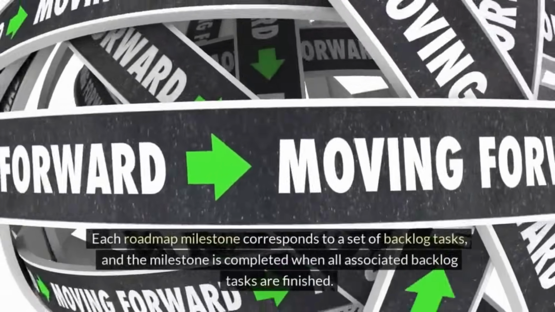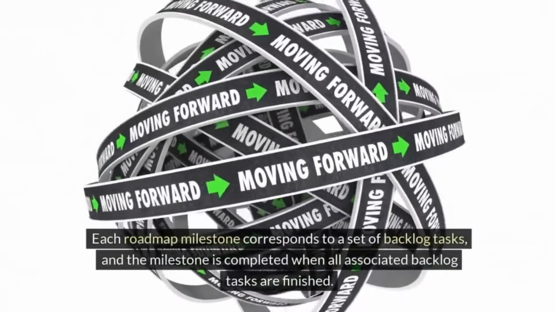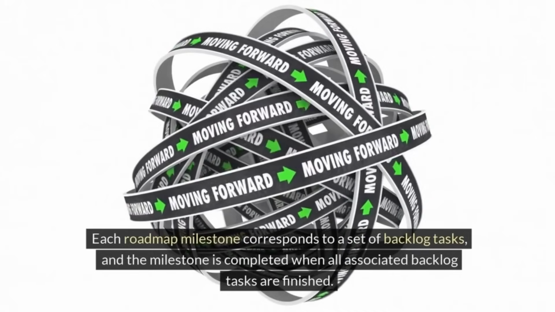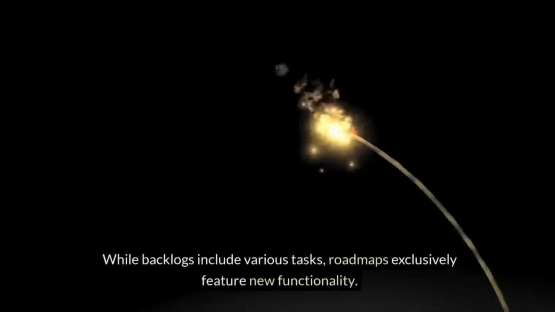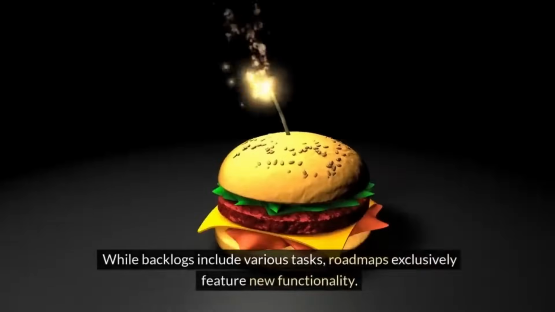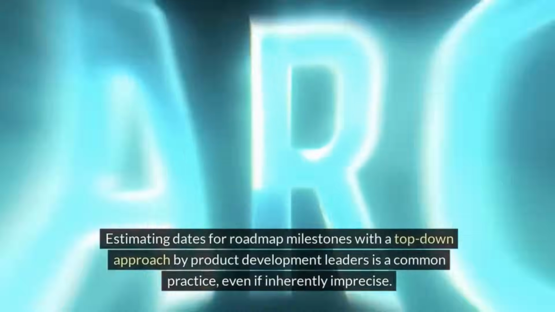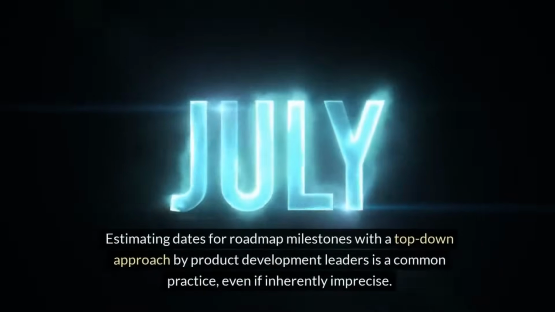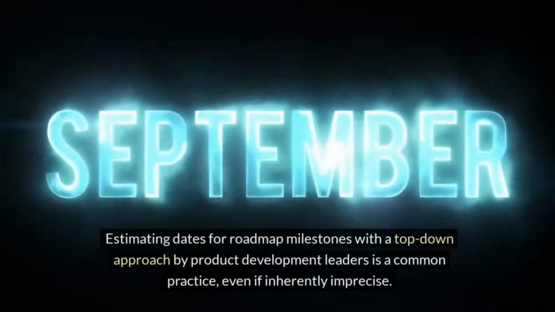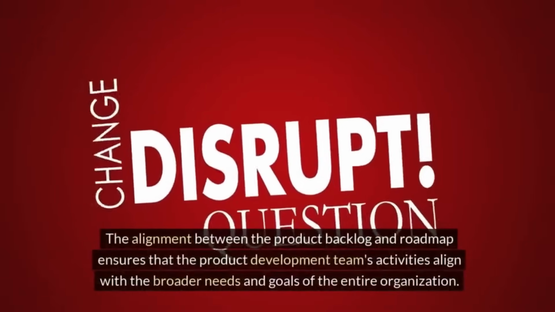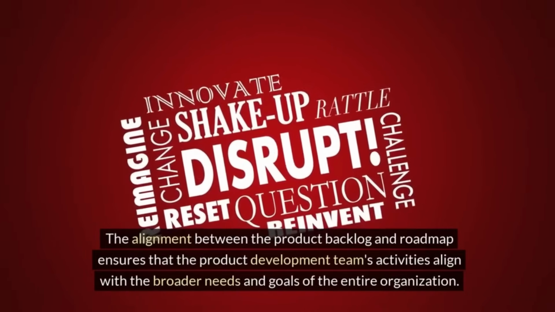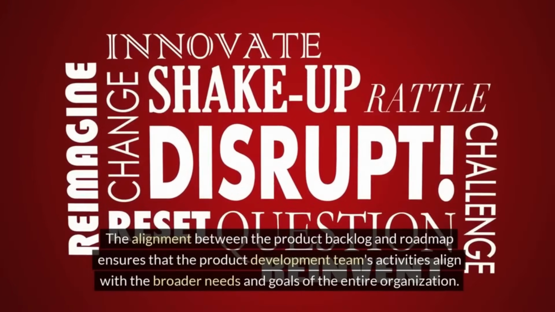Each roadmap milestone corresponds to a set of backlog tasks, and the milestone is completed when all associated backlog tasks are finished. While backlogs include various tasks, roadmaps exclusively feature new functionality. Estimating dates for roadmap milestones with a top-down approach by product development leaders is a common practice, even if inherently imprecise. The alignment between the product backlog and roadmap ensures that the product development team's activities align with the broader needs and goals of the entire organization.